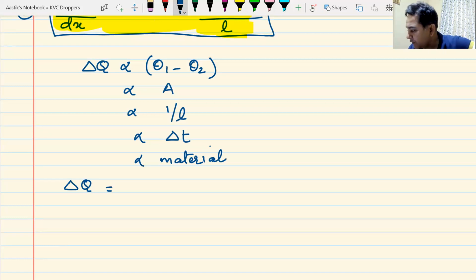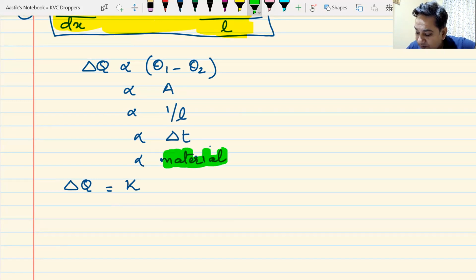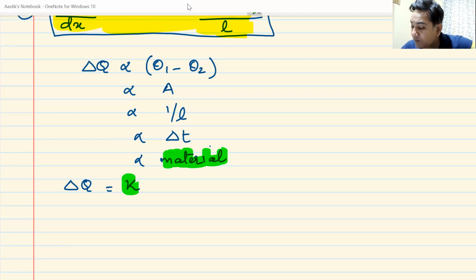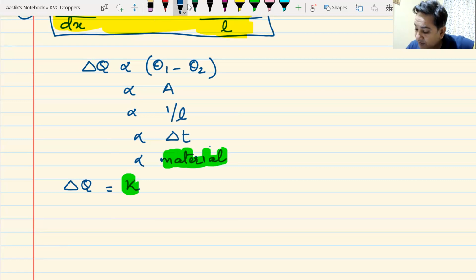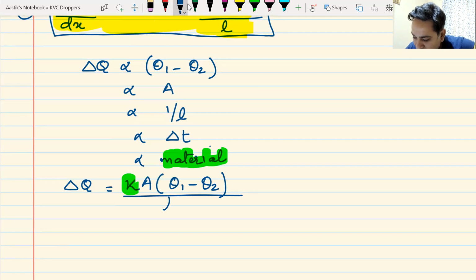I can write it as delta Q will be equal to K. This K comes from the constant of the material. Do we understand this? It depends on the property of the material. I hope everyone is now aware how I write things. K A (theta 1 minus theta 2) divided by L multiplied by dt. Do we understand this?